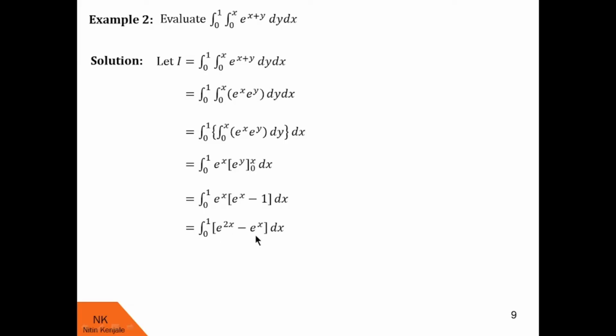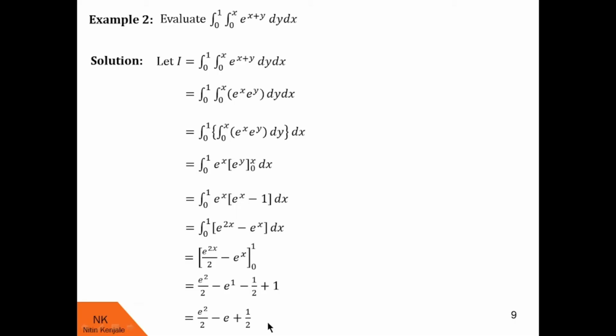Now let us evaluate this integral. Integral of e raised to 2x is e raised to 2x by 2 minus integral of e raised to x is e raised to x over the limit 0 to 1. Now let us substitute these limits in x. So when we put 1 in x, we have e square upon 2 minus e raised to 1 minus, when we substitute 0 in x, we have e raised to 0, that is 1 by 2 minus e raised to the 0, that is 1. Now let's simplify this. 1 minus half is half. So we end up with value of I as e square by 2 minus e plus half.